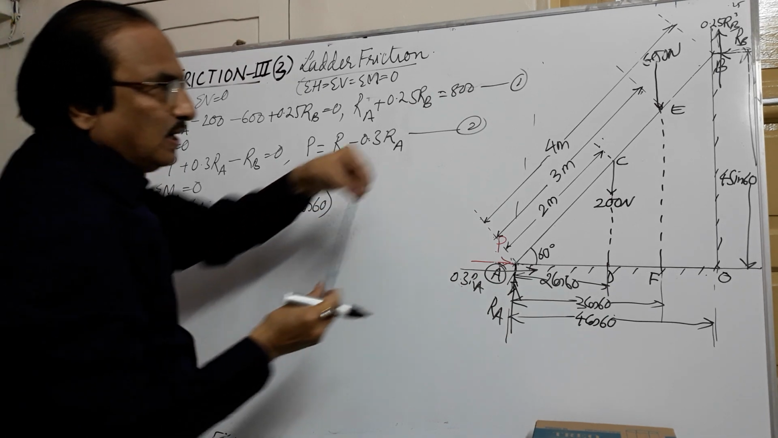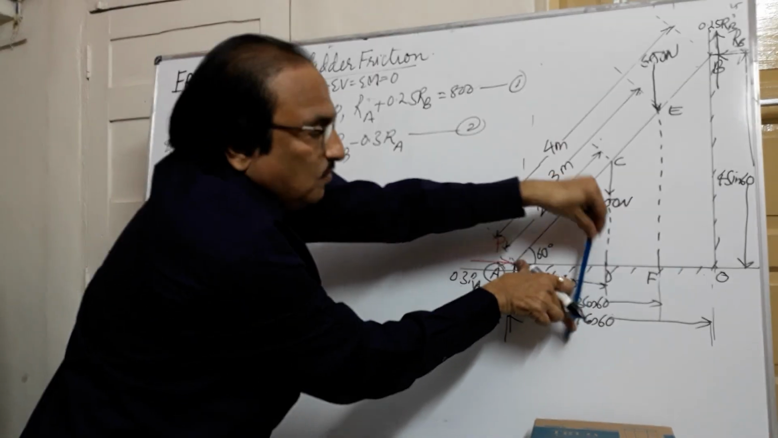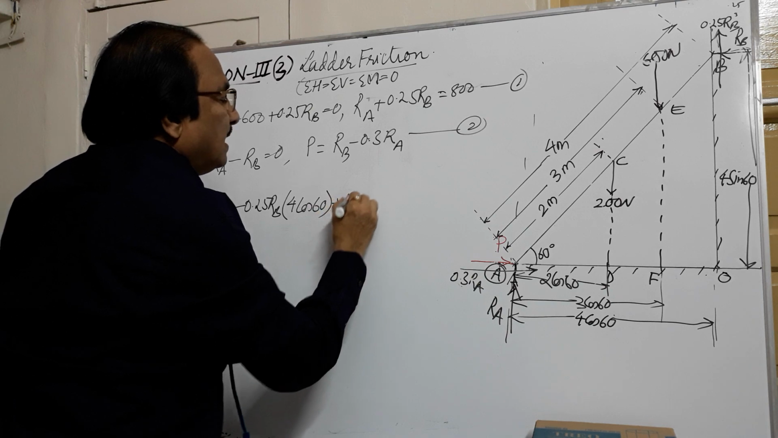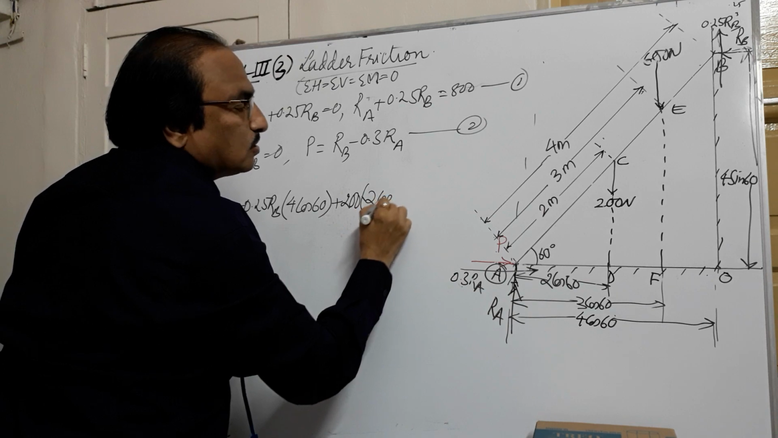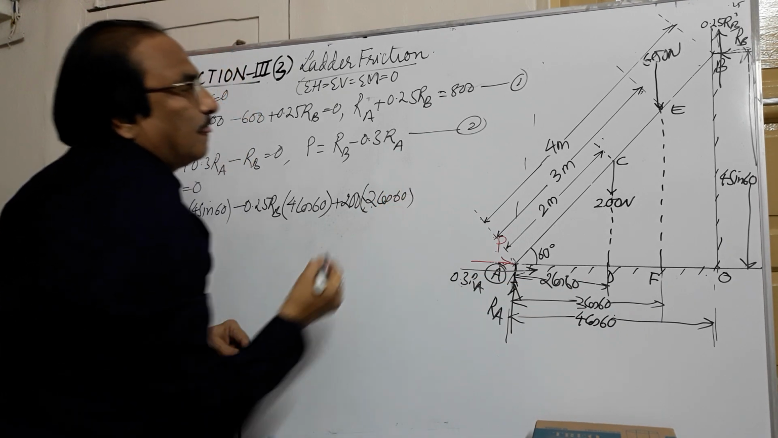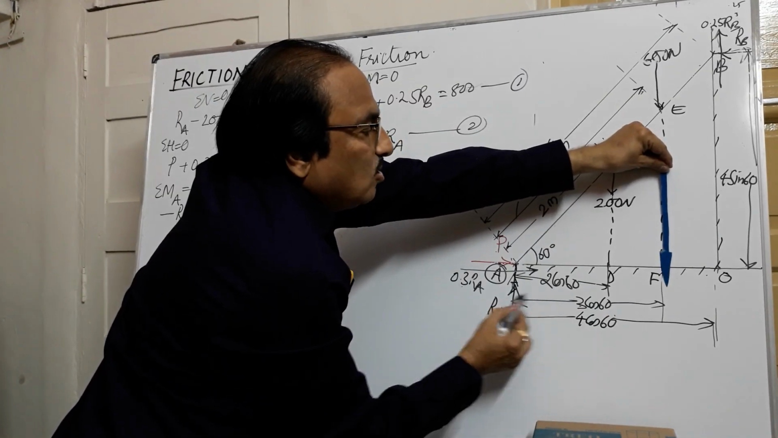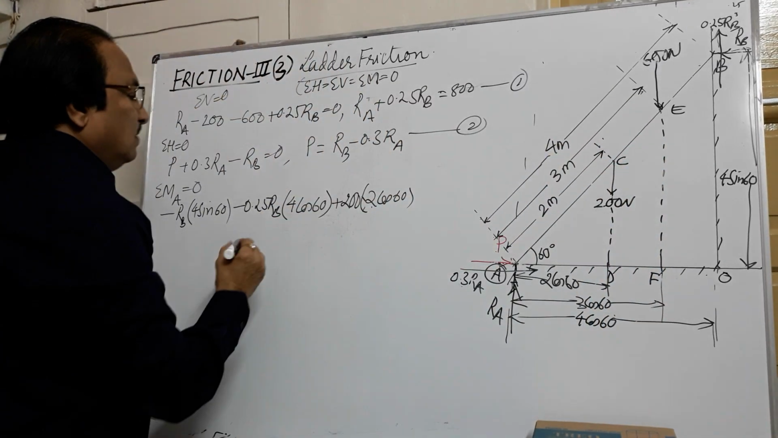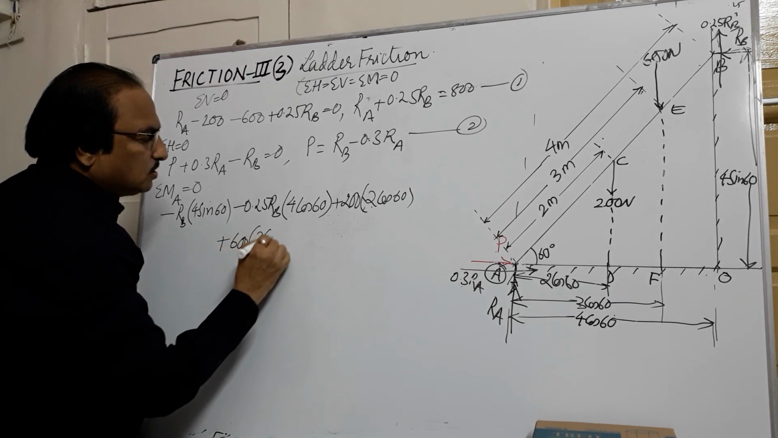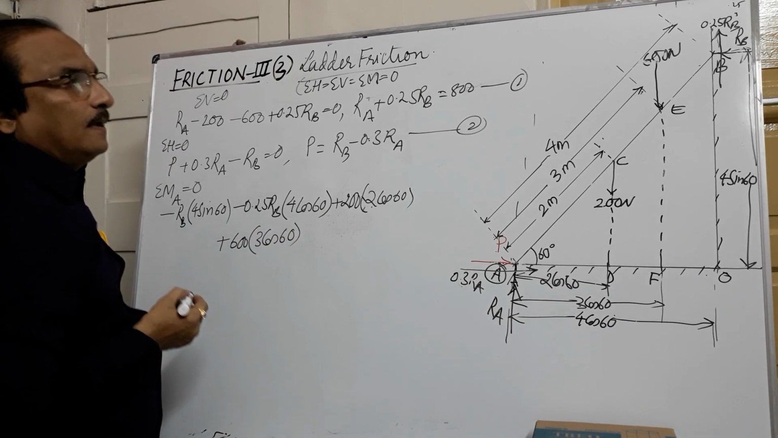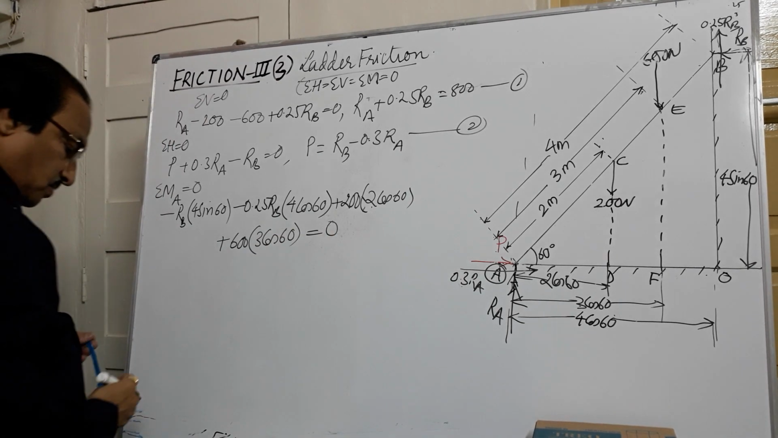Now we will come to this 200. This 200, if I take down, this is a perpendicular distance and this will rotate in clockwise direction. So plus 200 into 2 cos of 60. Now coming to the 600, if I take it down, the perpendicular distance is 3 cos 60 and this is also rotating in clockwise direction, plus 600 into 3 cos of 60. This will be equal to 0.